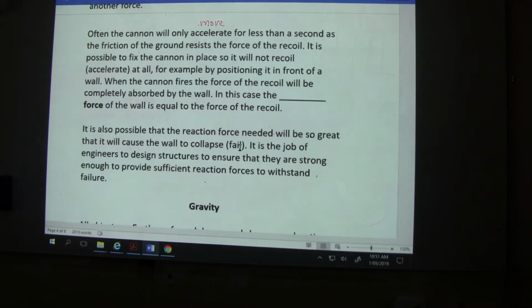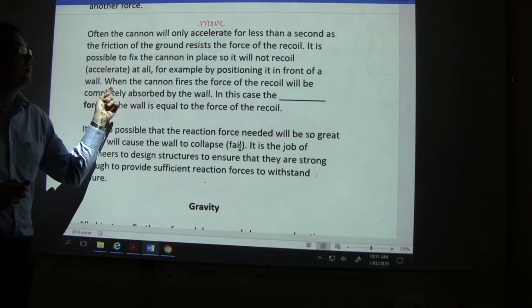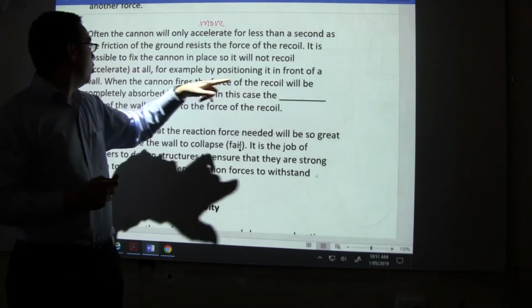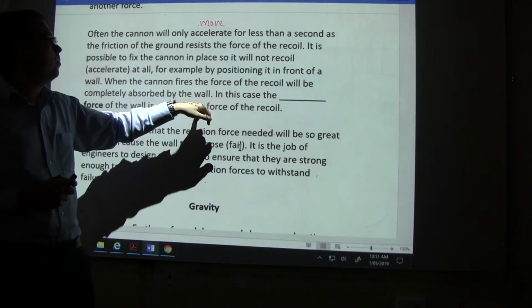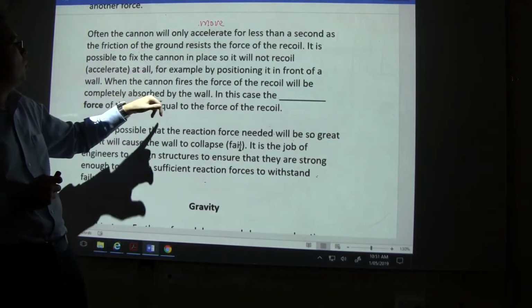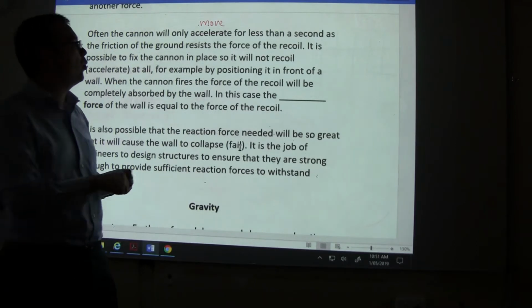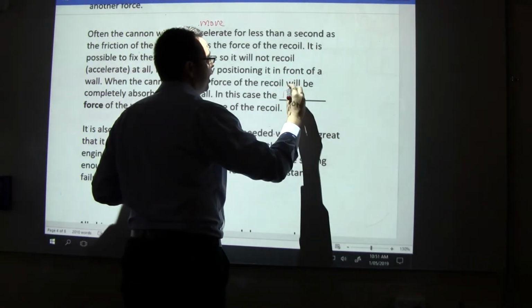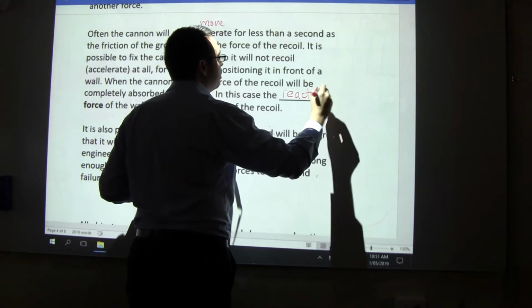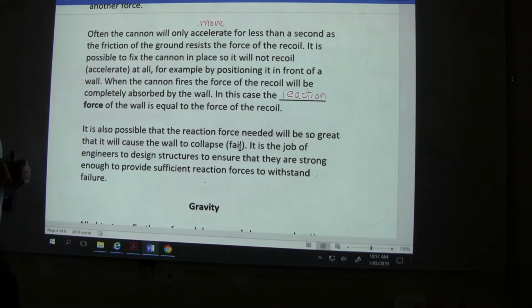So if we put it in front of a wall, when the cannon fires, the force of the recoil will be completely absorbed by the wall. In this case, the reaction force, this is that reaction. Every force has an equal and opposite reaction. The reaction force of the wall is equal to the force of the recoil.